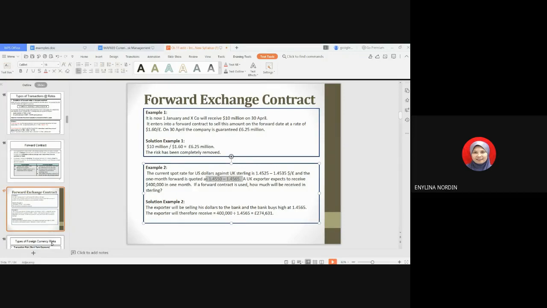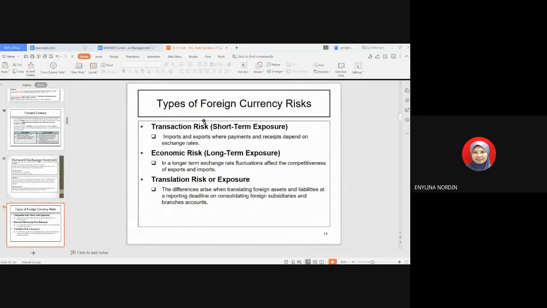Right, and these are the types of foreign currency risk. On the next slide, there are three types of foreign currency risk. Transaction risk is for short-term exposure. Economic risk is for long-term exposure, and is difficult to control and to avoid. And then the translation risk or translation exposure. Sometimes it is called exposure instead of risk. If the question uses risk, that means it refers to exposure.